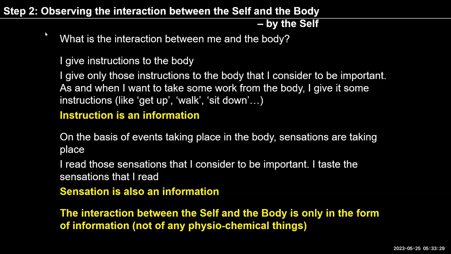And then in step 2, we were talking about the interaction between myself and the body. This interaction that is happening between me and the body is in the form of information. I am giving some instruction to the body. And whatever I think is important, accordingly, I give the instruction to the body. This instruction that I am giving is a type of information.